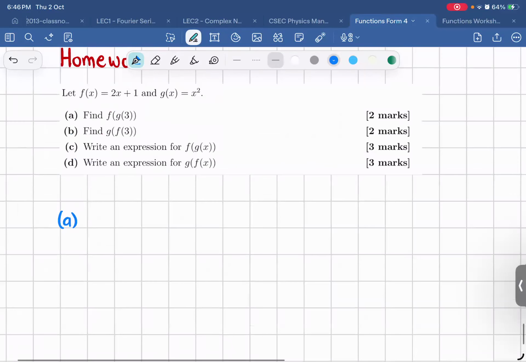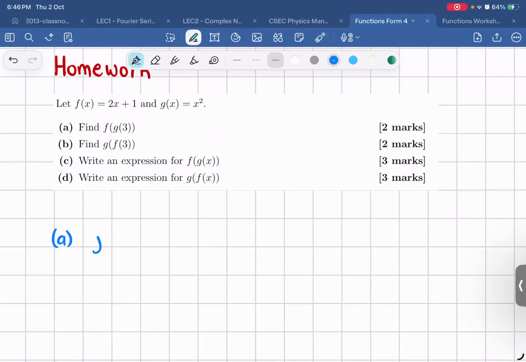I'm going to show you all two ways to do the question. So we want to find f, g of 3. Guys, I want somebody to tell me what is inside the function. What's the inner function and what's the outer function? Somebody tell me. G is the inner function. And what's the outer function? F. So G is on the inside, right? Specifically, G of 3 is on the inside. Yes or no?